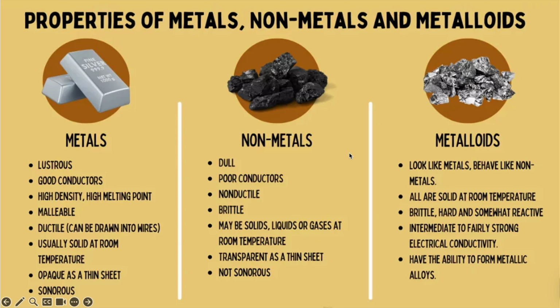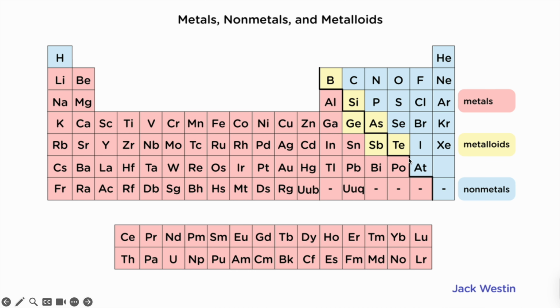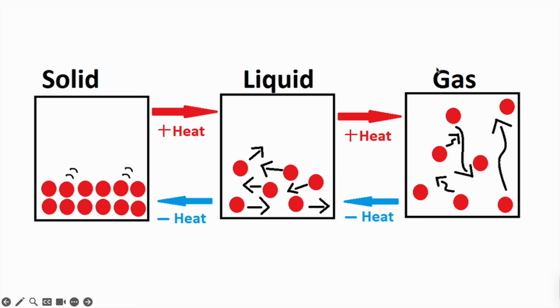They behave like nonmetals. So what does that mean? When you try and bend them, guess what? They're brittle. They break. They're kind of strong, but not really. They're an okay conductor of electricity and heat. So they look like metals, but they act more like nonmetals. That's why you can see here that they're kind of in the middle between your metals and your nonmetals.